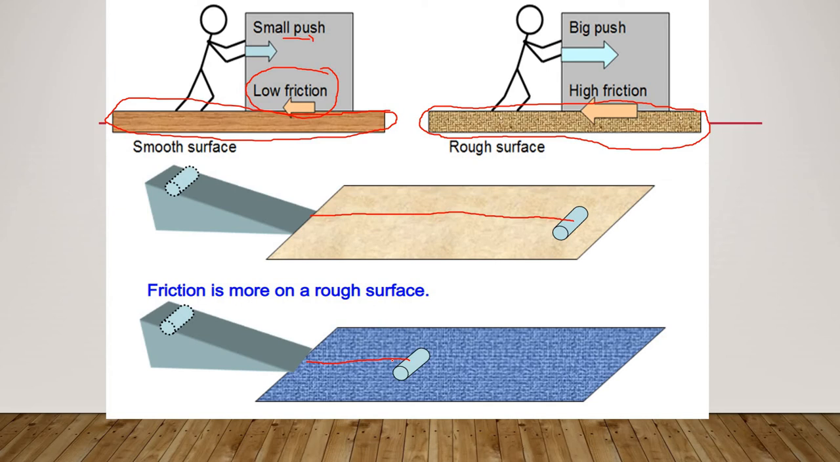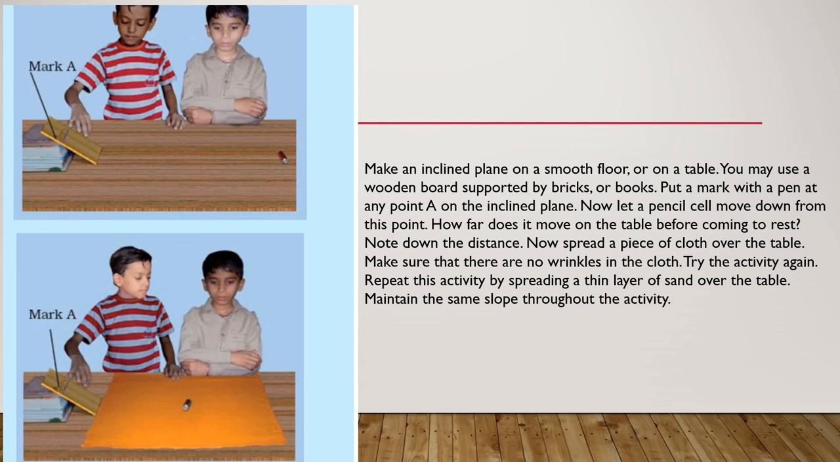Okay, now this is an activity from your textbook, almost a similar activity. Two boys, they have made an inclined plane and they have a wooden surface here, and they are trying to roll a pencil cell, normal cell which we use in our remote control and all. So they have rolled it, and this surface is smooth, so it has traveled a long distance. Then what they did, they have spread a cotton cloth over the surface, and they could see that the cell could travel only a small distance because now the friction is more.